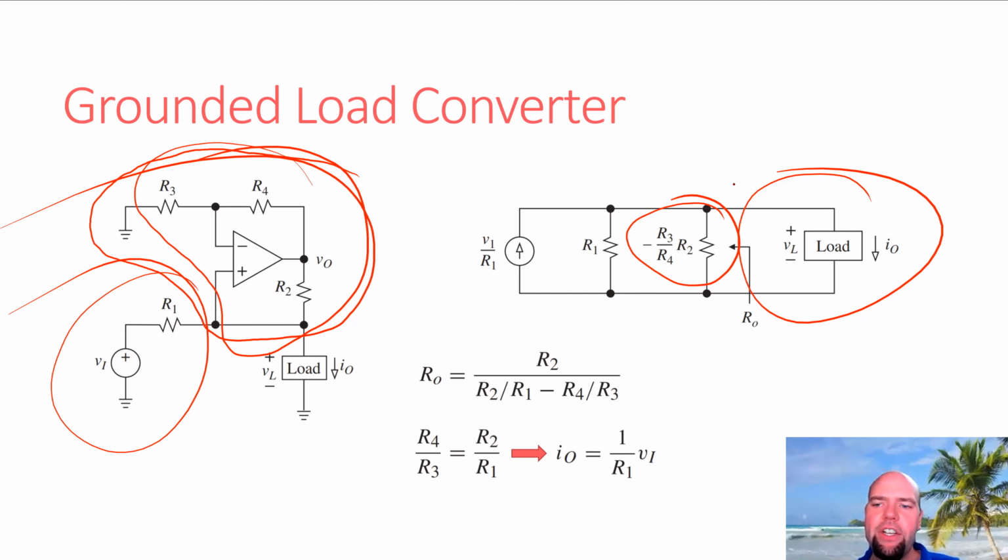Now, what do we know about an ideal current source? We want this load to see an ideal current supply. But what does it mean to be an ideal current supply? What output impedance does an ideal current supply have? Zero or infinite?